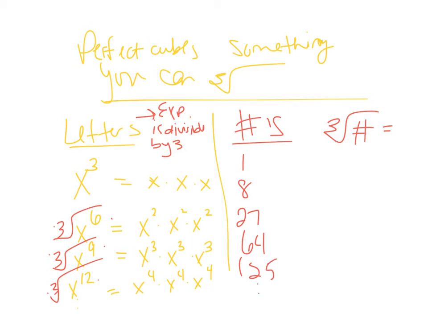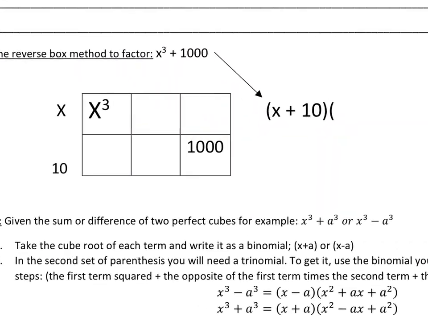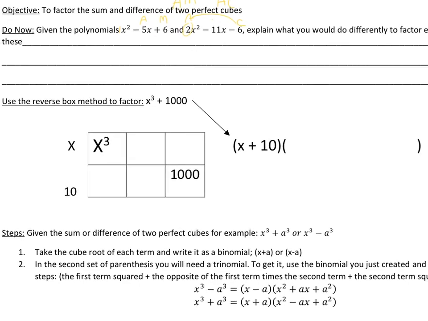And that's how you get your perfect cubes, is just doing them out. So like 6 cubed, you'll get the next one, which I believe is 216. 7 cubed, and so on and so forth. So that's how you would do that. I'm just going to double check on, yep, 216. So let's go ahead and start to learn how to factor perfect cubes. So the way I'm going to go over this is by using the reverse box method.